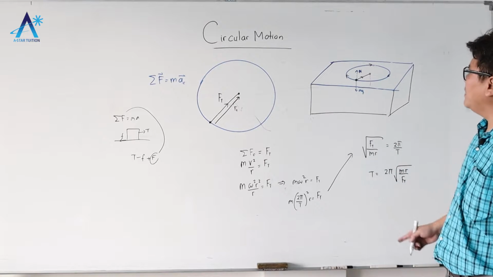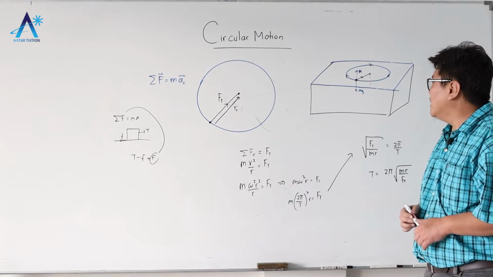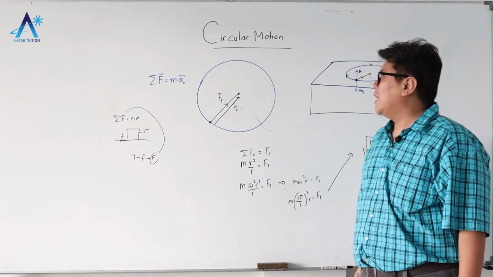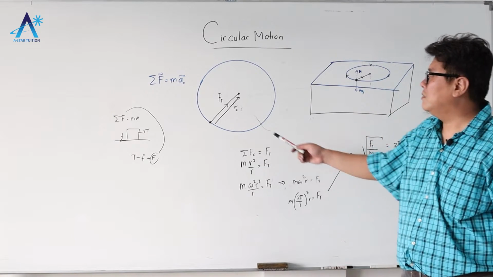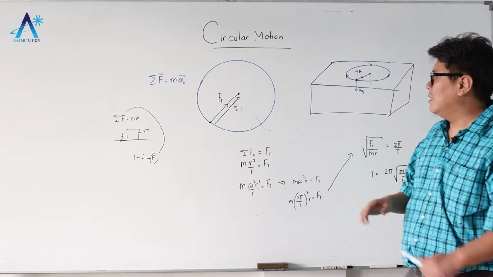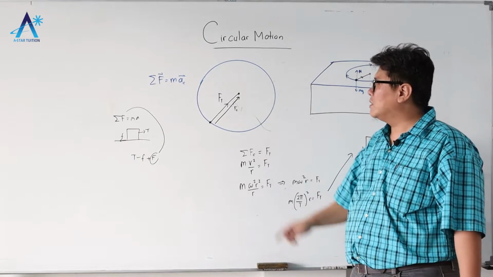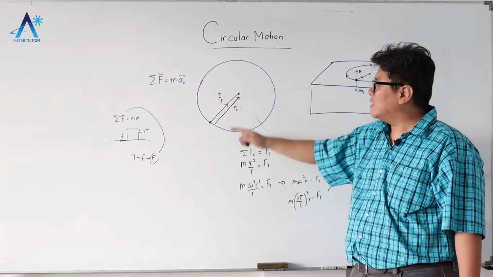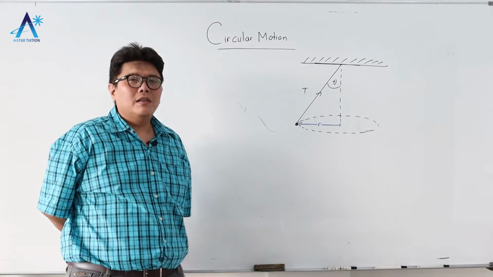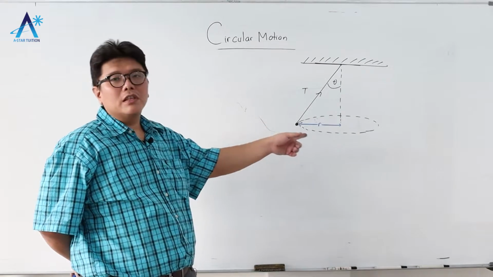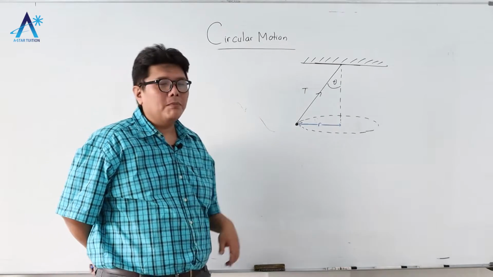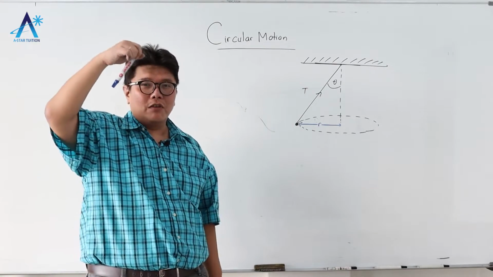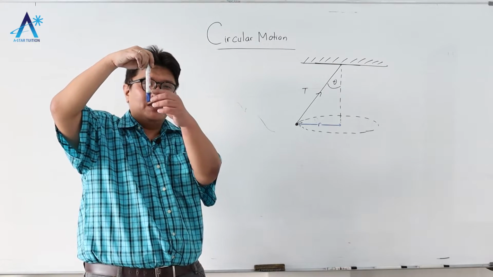Now, you can find the period of the motion by simple analysis and the application of mv square over r equal to the resultant force that is radially inward and outward. In this case, there's only one radial force, which is the inward tension. Now let's consider a horizontal pendulum. What is a horizontal pendulum? In this case, the pendulum is not swinging like this. This is called a vertical pendulum, but it's actually swinging like this.